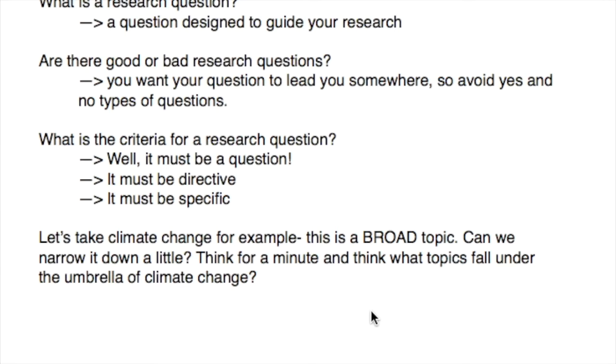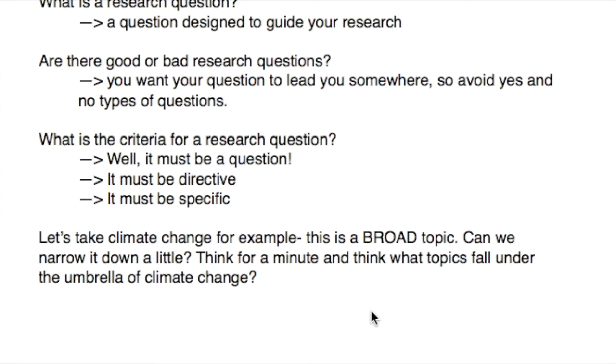So what is the criteria for a research question? Well, first of all, it should be a question. That's pretty self-explanatory, right? Secondly, it must be directive, meaning that it must take us somewhere, and then it must be specific. If it's too broad of a question, we're going to wind up with way too much information about our question to really narrow it down to a 3 to 5 page paper like we're writing in our class.